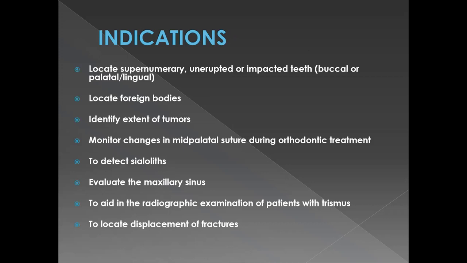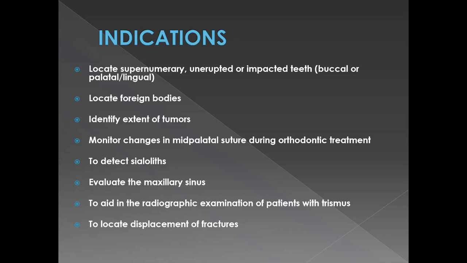So what do we do occlusals for, basically? Well, they are done to locate supernumerary, unerupted, or impacted teeth. You can use it to locate foreign bodies. You can identify extent of tumors, although obviously CT or CBCT is much better in this regard. You can also monitor changes in the mid-palatal suture during orthodontic treatment. You can use it to detect sialoliths.